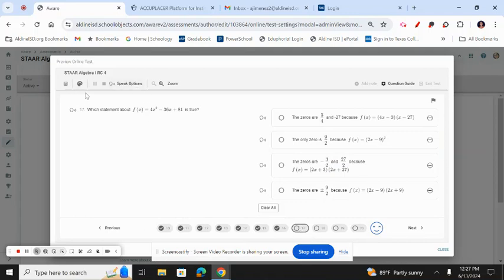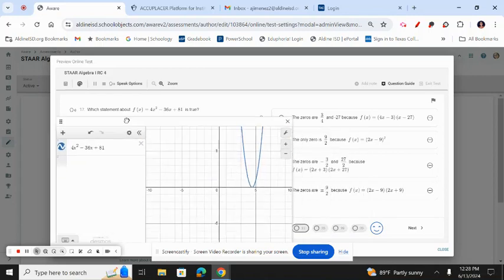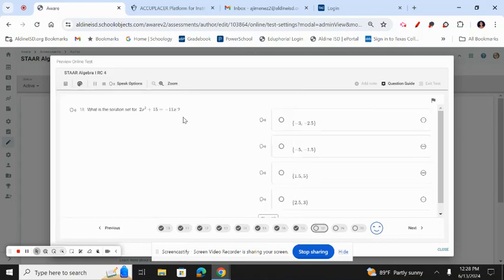Alright, what is true about this? We type that into Desmos. We figure out what the x-intercepts are. Alright, let's see. 4x squared minus 36x plus 81. It only has one x-intercept. So we're looking for the one that only says 1. So this would be the only one that says 1. Alright, next question. We take this off.